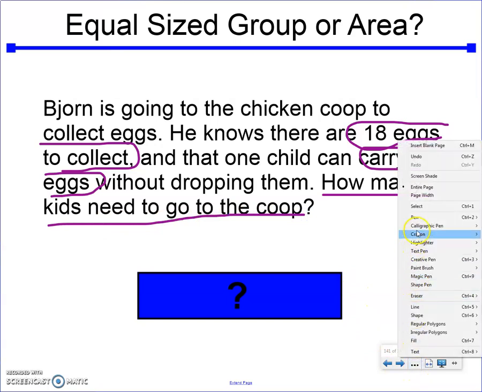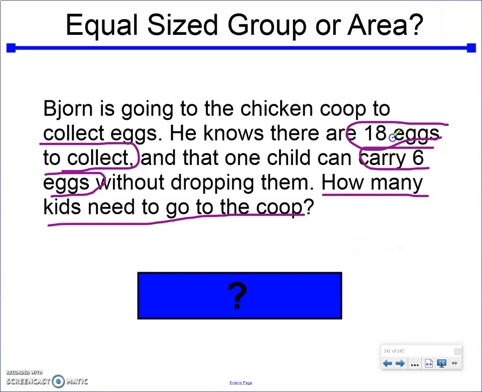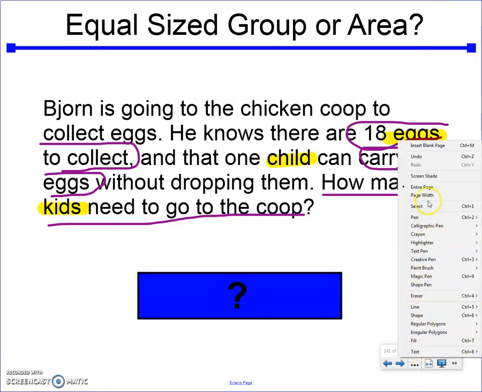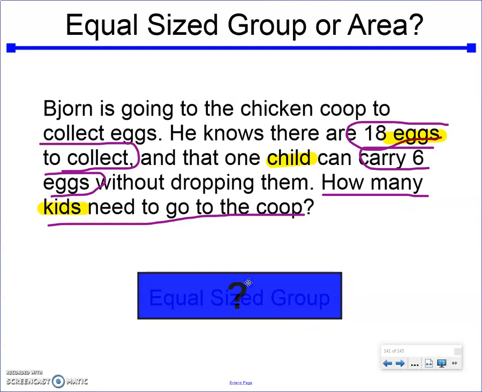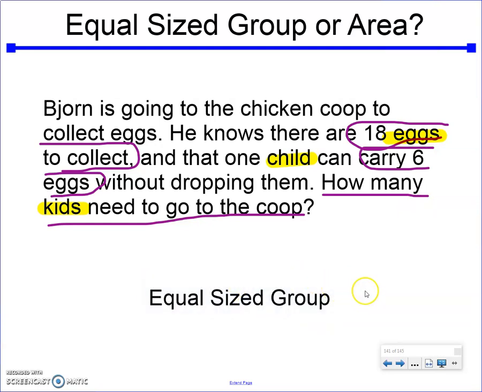Well, let's see here. In this problem, there are eggs, which are a physical item, and I know the total number of them, 18, and there are kids carrying them. And the kids are like the container because they're carrying the eggs. I'm trying to figure out how many kids they need. So if I know there are 18 eggs and one kid can carry 6 at a time, and I want to know how many kids there are and the kids are like the container, then this 3rd grade would clearly be an equal-sized group division story problem.